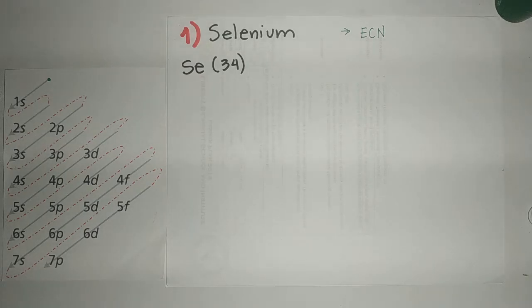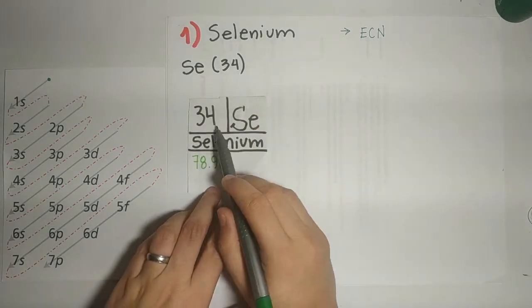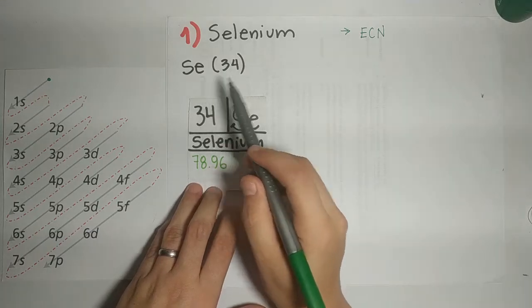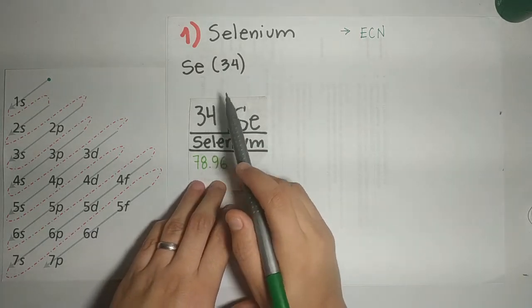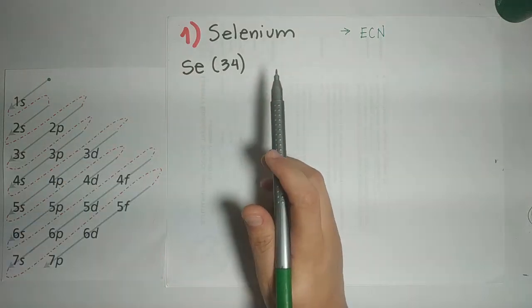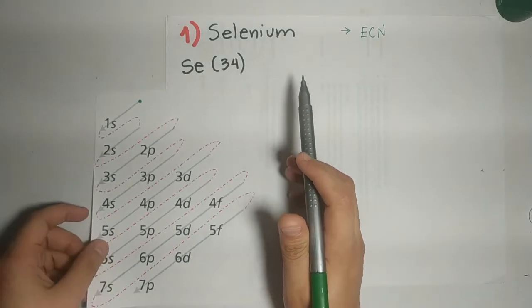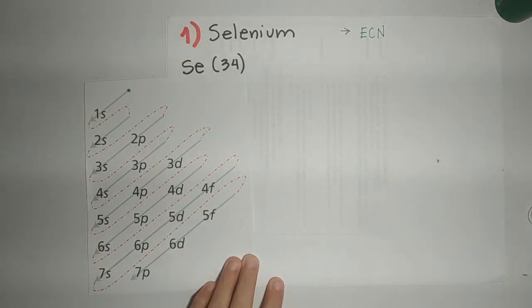Selenium, if you take a look in your periodic table, you'll notice that the atomic number is 34, and this is the atomic symbol. That means that we need 34 electrons. So we're going to make use of the tree that I gave you the other day in order to complete the full electron configuration notation.